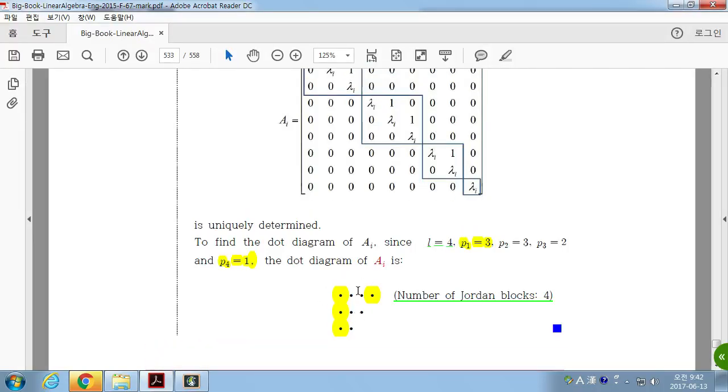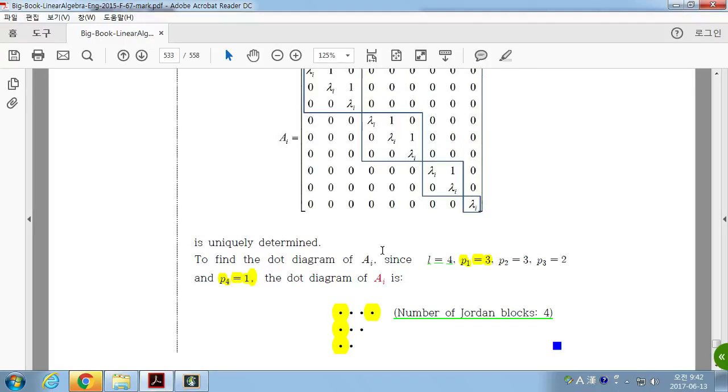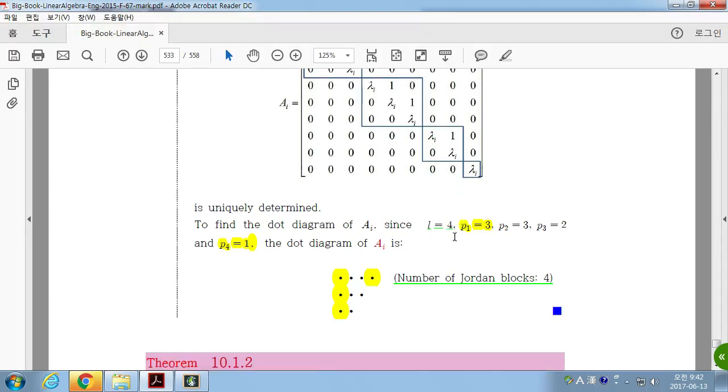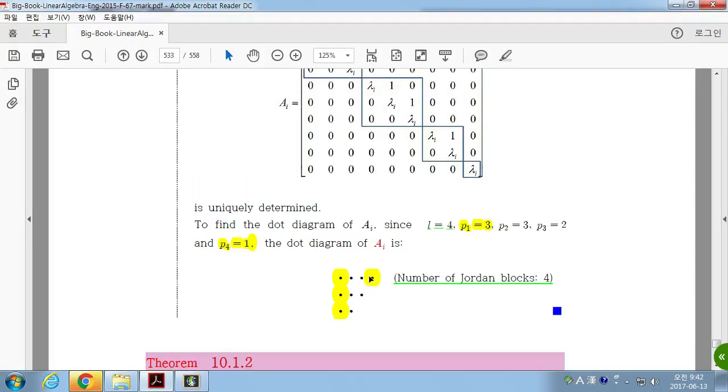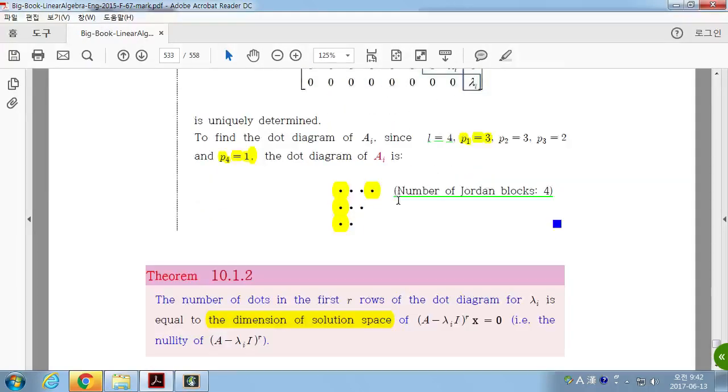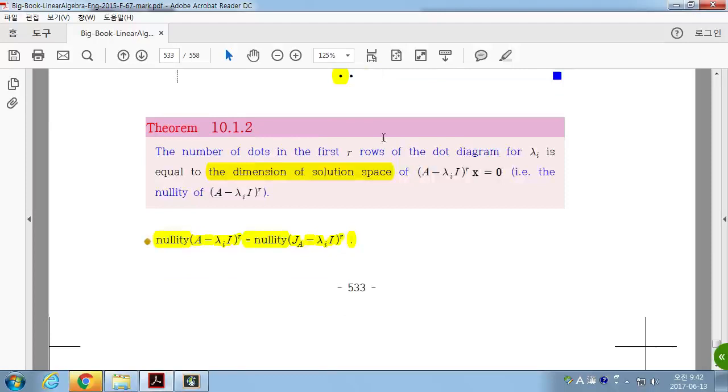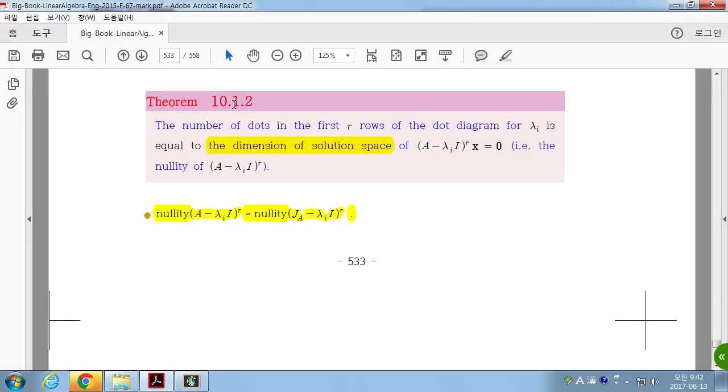From this dot diagram, we can draw this. It has 4 Jordan blocks. The first one is 3 by 3, the second one is 3 by 3, the third one is 2 by 2, the fourth one is 1 by 1, like this. So from this, if we can find the dot diagram, then we can draw the Jordan canonical form for the corresponding eigenvalue lambda i. That's the idea. And this comes from this theorem 10.1.2.